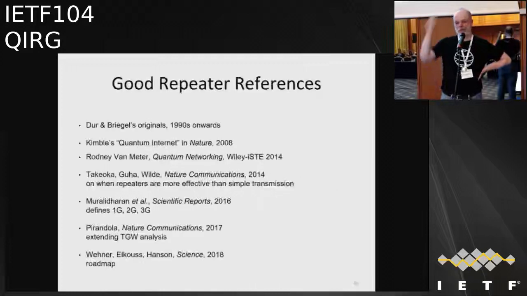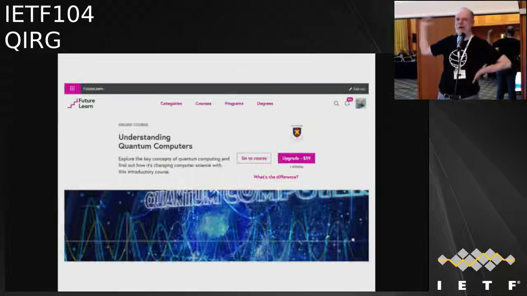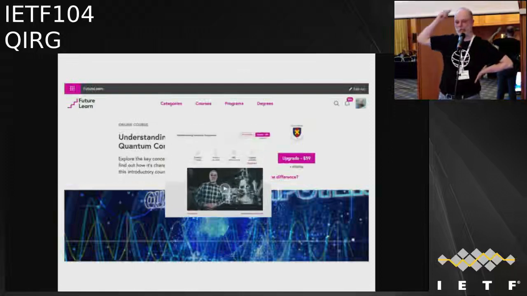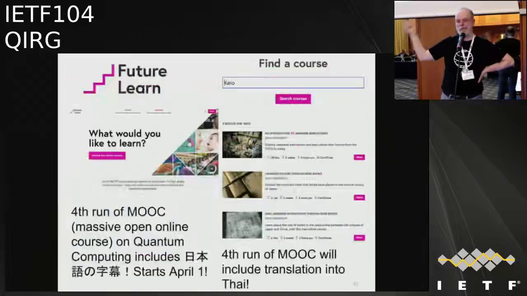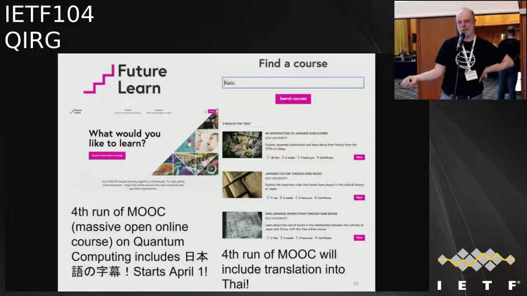All right, so just some good repeater references. We've already talked about some of these. There's the list for what you want. If you want to learn more about the basics of quantum computing, I have an online course, a MOOC called Understanding Quantum Computers, and the next run of that starts April 1st, next Monday. The course is free unless you want the certificate, and you probably don't want the certificate. All of it's originally in English, but we have subtitles in Japanese and in Thai. And if anybody wants to translate it into other languages, we would be happy to have that done as well.